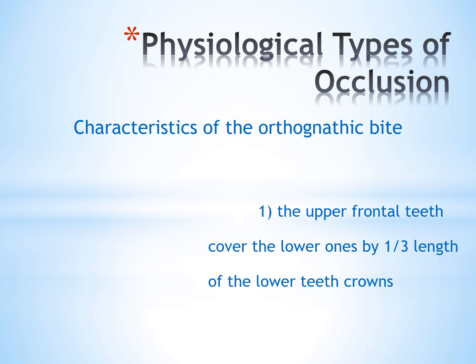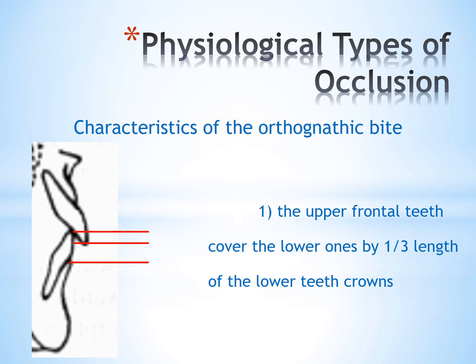And we know 10 characteristics of the orthognathic bite. First characteristic, the upper frontal teeth cover the lower ones by 1/3 length of the lower teeth crowns.